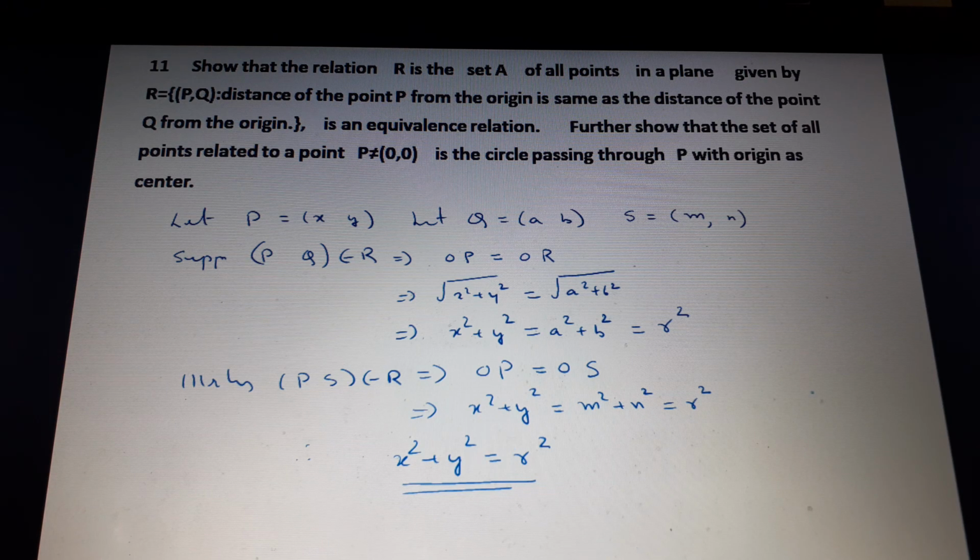Remaining questions, whatever is there in the exercise, you can do as a practice problem.